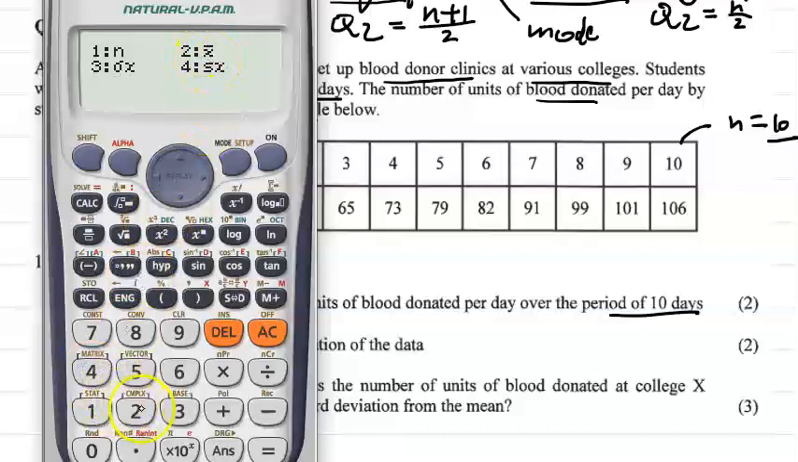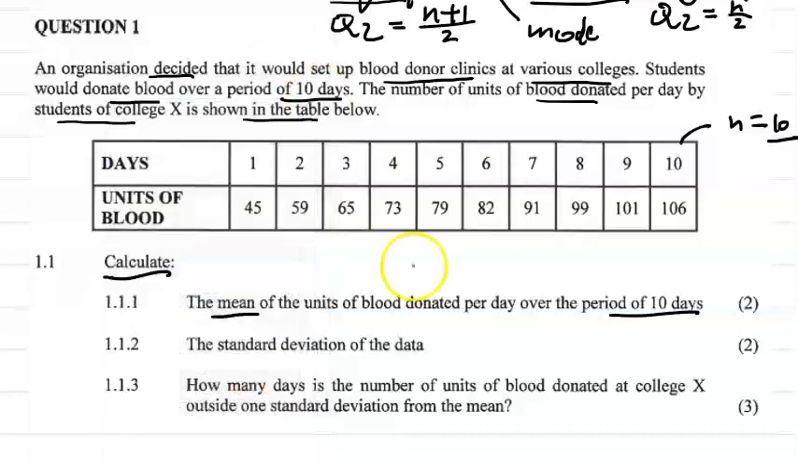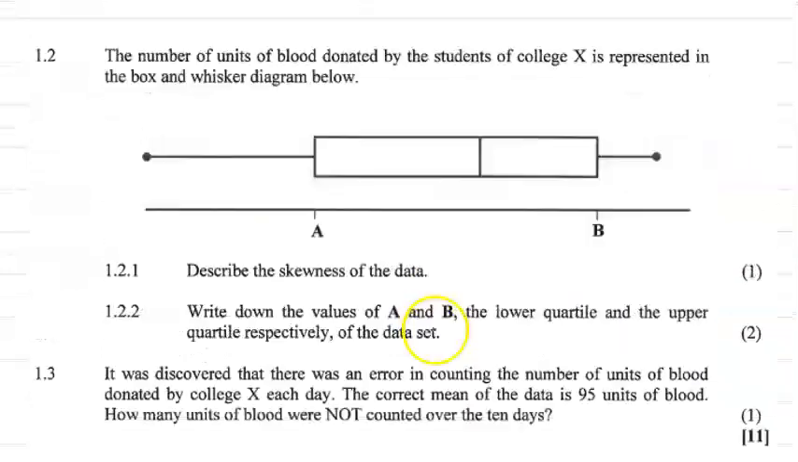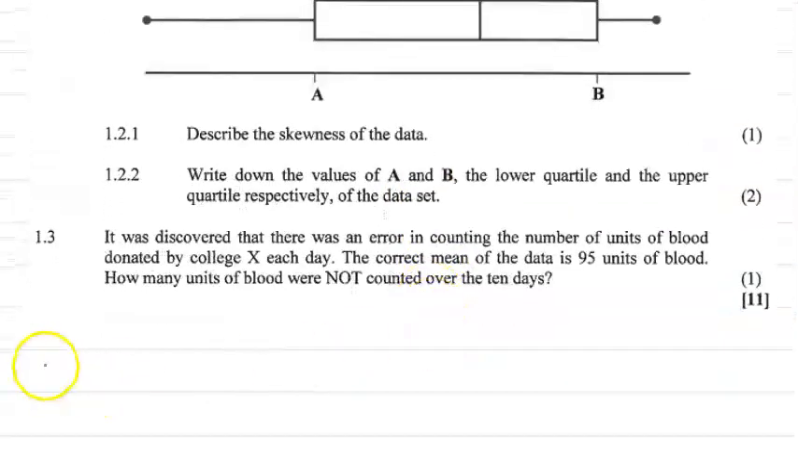and X bar is our mean, and press equal to. So the average number of units of blood would be 80. So that's our solution. So for 1.1.1, our answer X bar is equal to 80.